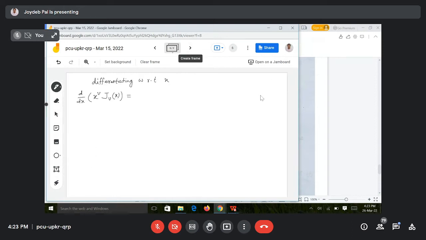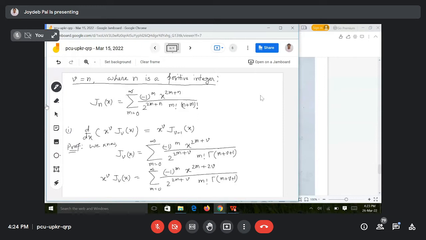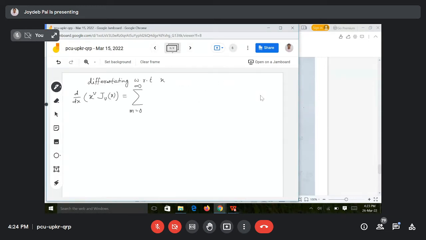So the summation, m from 0 to infinity, (-1) to the power m, (2m plus 2 nu), x to the power (2m plus 2 nu minus 1), divided by 2 to the power (2m plus nu), m factorial, gamma of m plus nu plus 1.